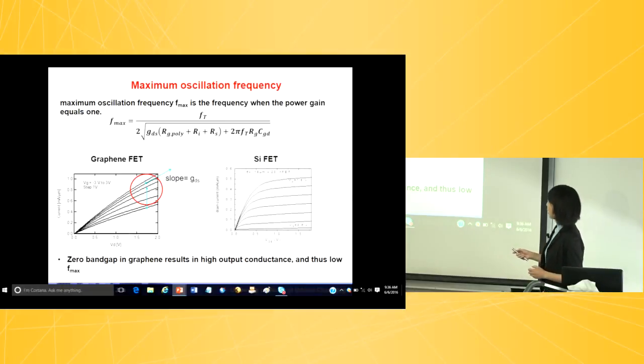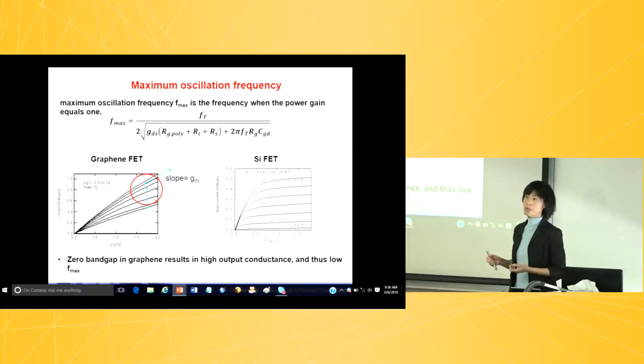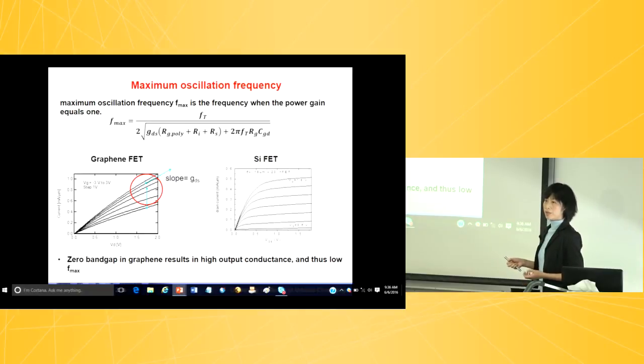The output conductance is defined as the derivative of drain current versus drain voltage. For a traditional silicon MOSFET, this is a typical ID-VD curve. At high drain bias, the current will saturate, so the output conductance will be close to zero. That means this term becomes zero, and the Fmax can be very close to the cutoff frequency.